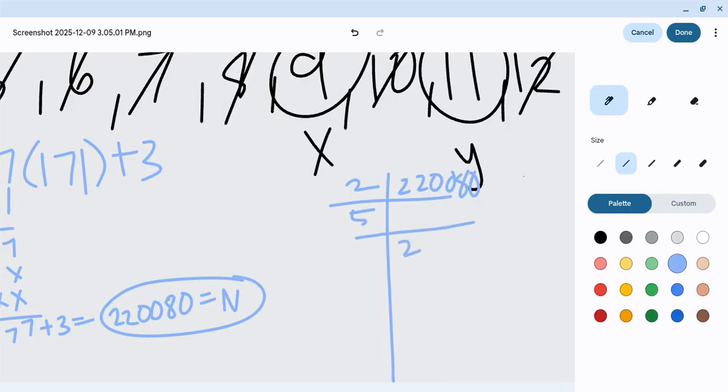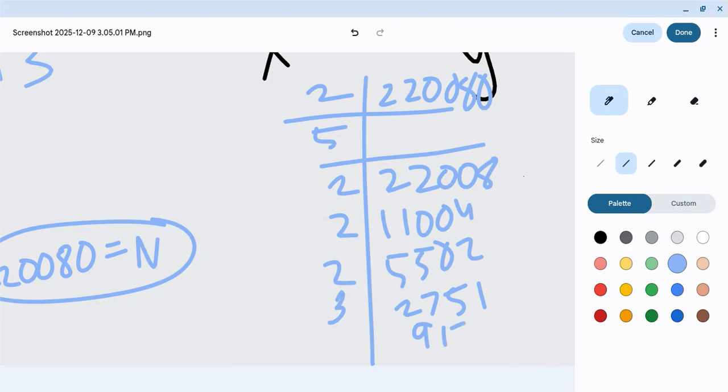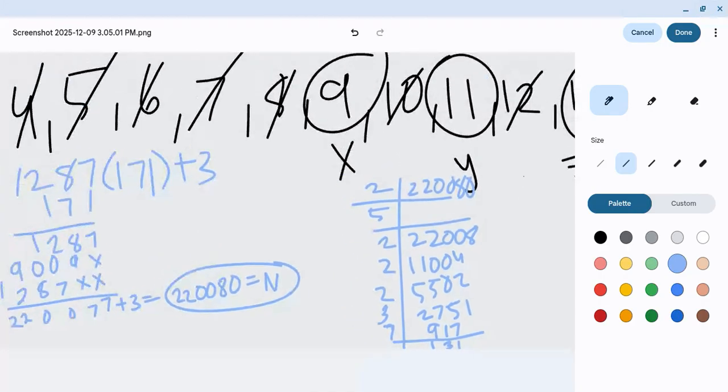This is just the way I prime factorize it, so you can just ignore that. You can do it however you do it. We can divide by 3 to get 917. Divide by 7, and that gives you 131, which is a prime number.